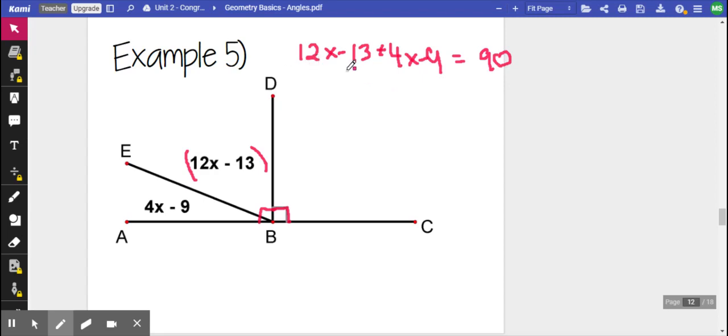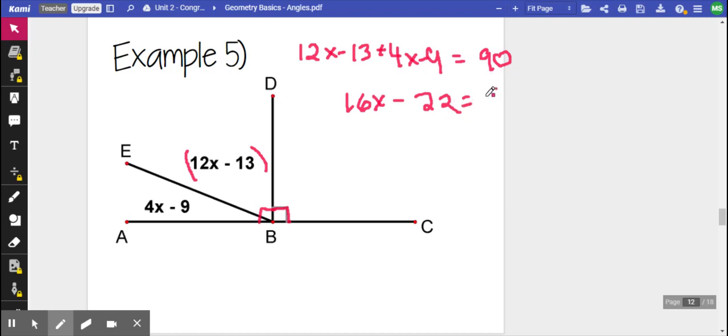So let's combine like terms. 12x and 4x is 16x. And negative 13 and minus 9 would be equal to negative 22.